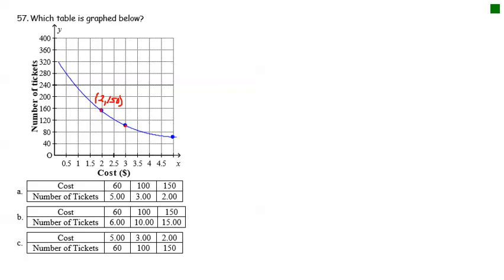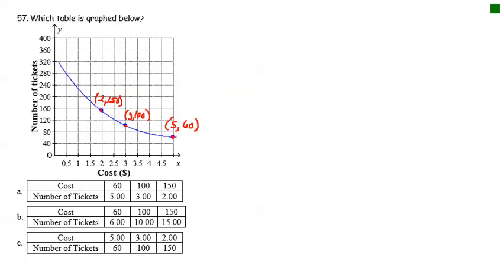The next point right here, that is 3, and it's below the 120. Let's go ahead and say maybe 100. And then the last point here, that is going to be 5. And let's see, it's below the 80. I would probably say 60. Alright, so now let's look at these. Okay, our choices here, we've got cost 60, 100, and 150.